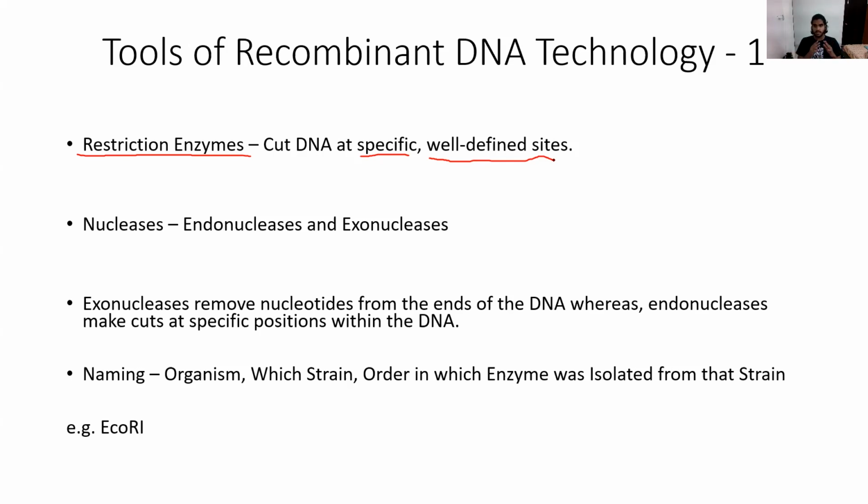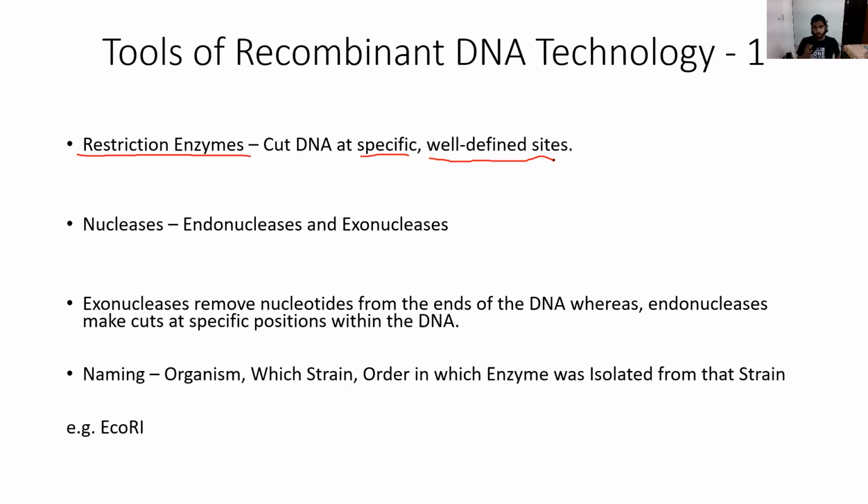There are only 4 possibilities, and the probability of getting the exact same sequence when you take 2 random sites of the same length, I should say, is rather low. So these restriction enzymes do not cut DNA at any particular site. It's not like whichever location on the DNA you give them, they can cut. No, they cut the DNA at specific well-defined sites.